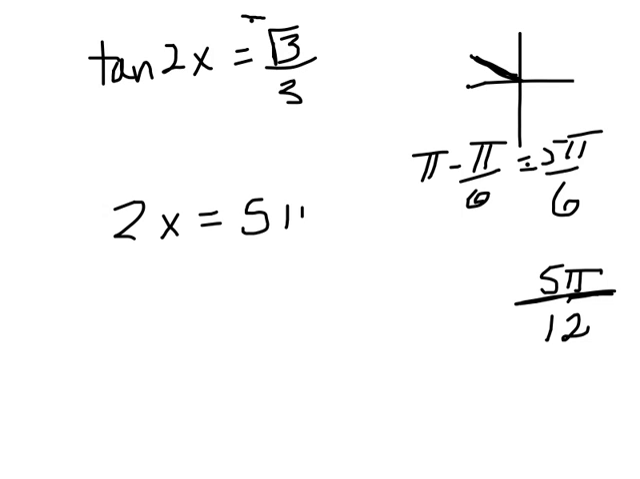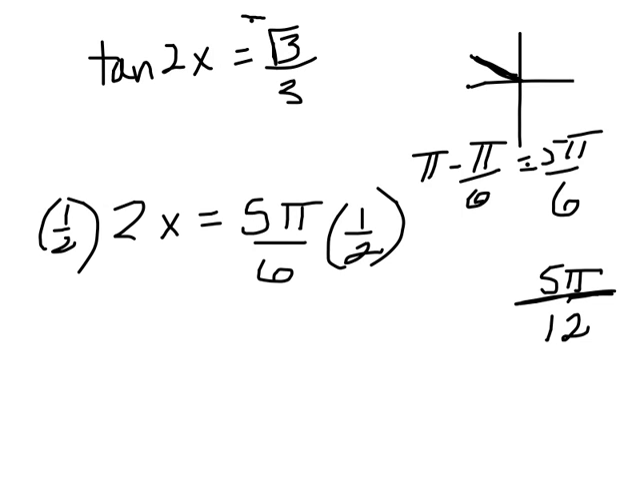So if 2x is 5 pi over 6, and I'm going to get rid of this 2, I could divide by 2 or I could multiply by half. Do you see how that's going to give us that solution? Okay, that would be 5 pi over 12.